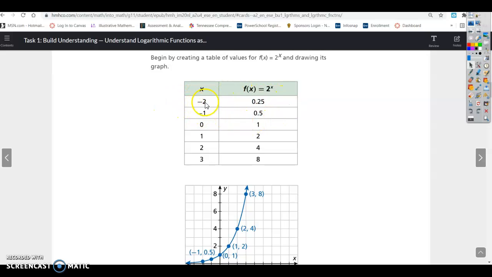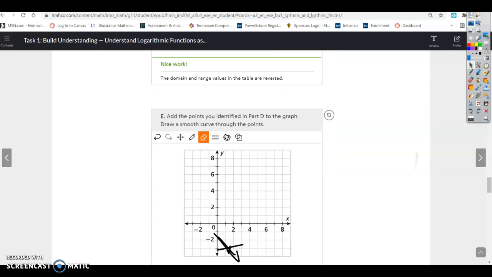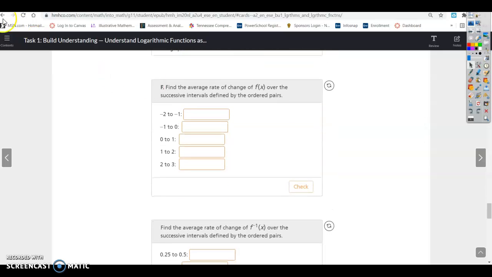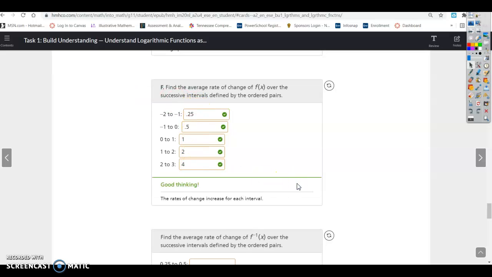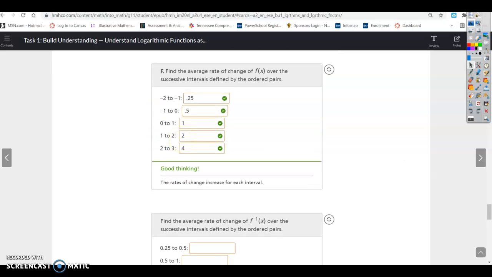So you're going to take -2 to -1. So you're going to do your difference of y's divided by your difference of x's, and you're going to do it for each interval that it asks for. When you finish this, just unpause the video and continue. All right, so here's the average rate of change that I got. And you can see that again, you just do the difference of y's between these x's and do that for each interval that it gave us.